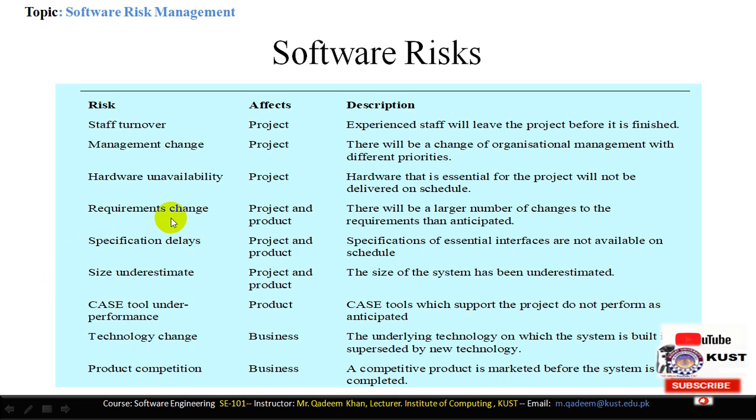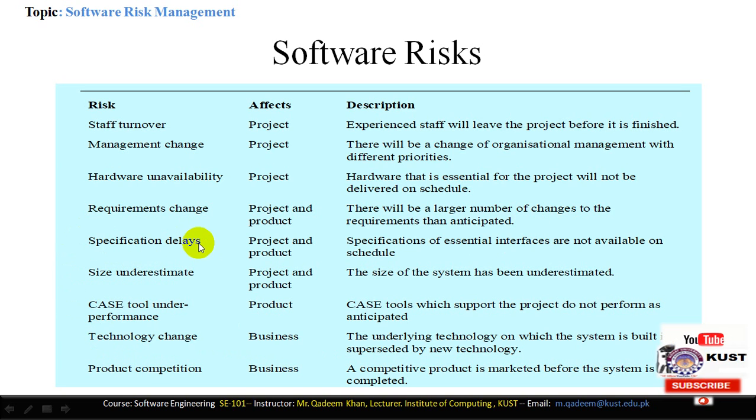Requirement change. Requirements change is a project and product risk. It can occur, and it can affect both the project and the product. There will be a larger number of changes to the requirements than anticipated. If the requirements suddenly change by the user or by any other stakeholders, it can affect the schedule of the project, and it will also raise the cost of the project. So that is the project and product risk. And if the requirements suddenly change, it will also affect the quality as well.